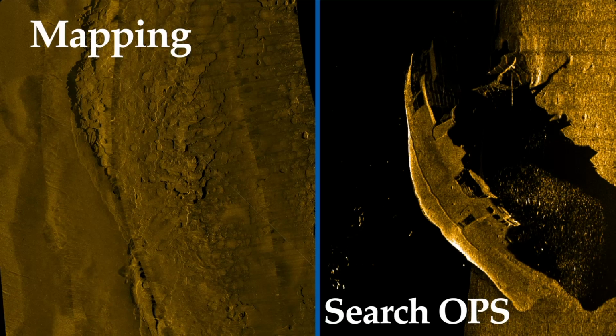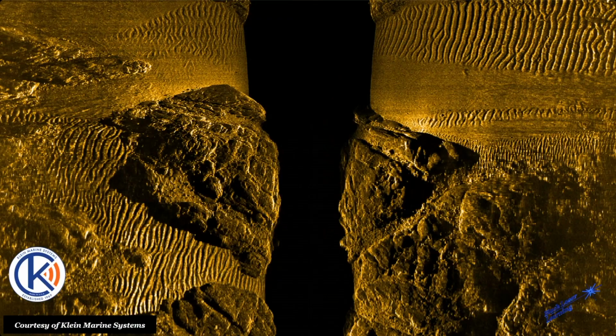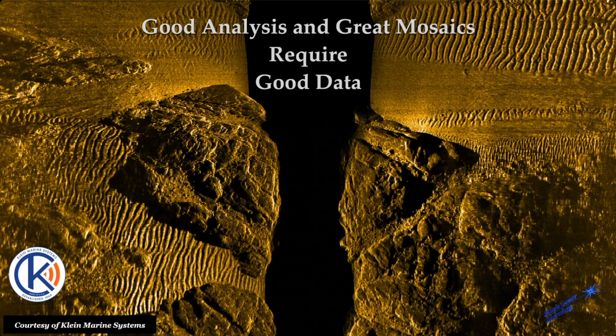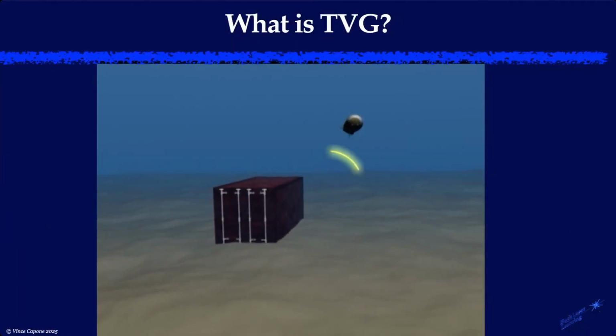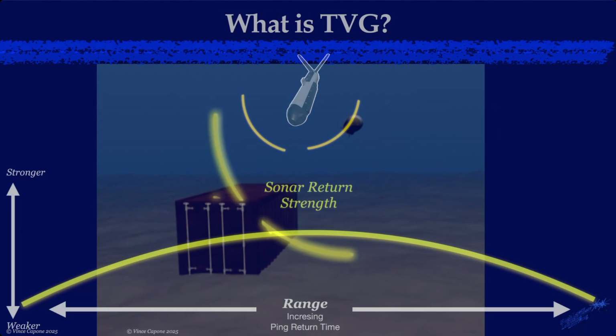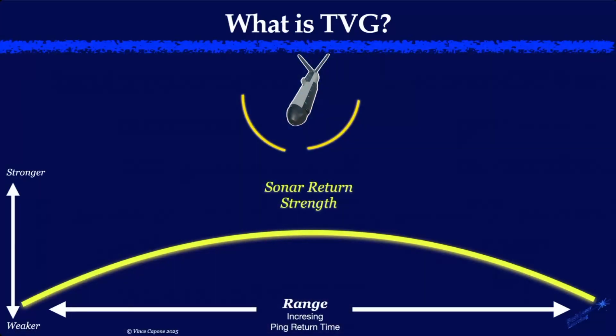No matter what you do with a side scan, only great data produces fantastic imagery. The distortion in this sonar image is caused by towfish motion, while increasing amplification as the range increases, and needs to be amplified as it's losing energy. TVG is increasing the strength of the sonar return.